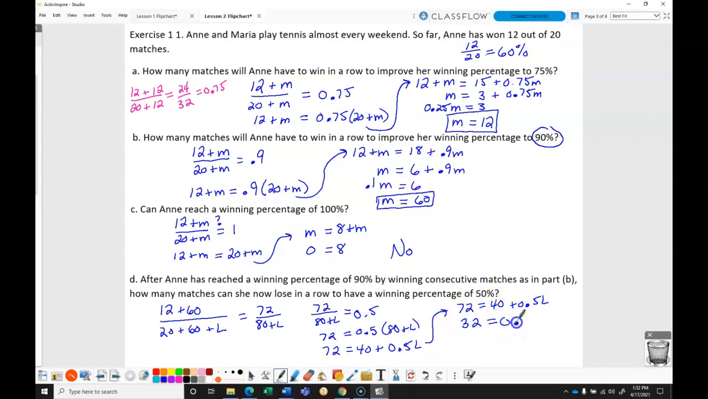And now I'll subtract the 40, and that's where the 32 came in, but I thought I was done. But in fact, I'm not done. This was multiplying by 1/2, so I'm actually going to multiply both sides by 2. So I'm actually getting that she needs to lose 64 games in a row in order to get to 50% if she'd already been up at 90%. All right, now we'll go on to the next example here.